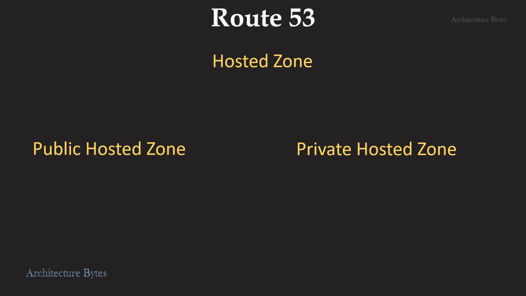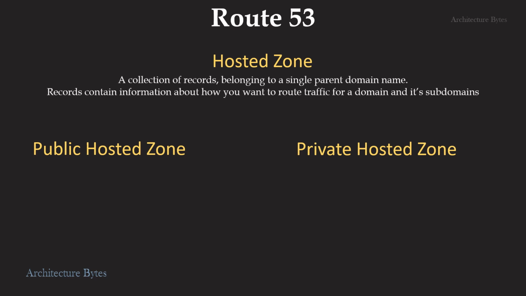When you configure Route 53, the first thing you do is to create a hosted zone. A hosted zone is a collection of records belonging to a single parent domain name. Records contain information about how you want to route traffic for a domain and its subdomains. Hosted zones can be public or private.